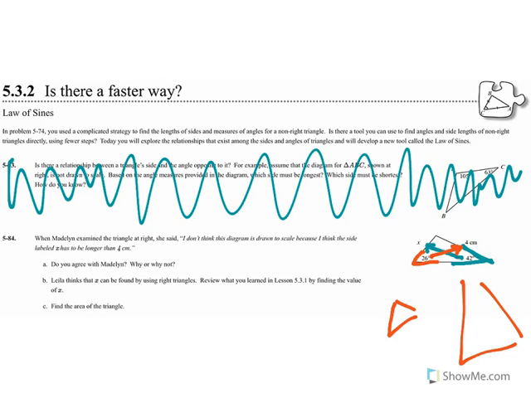Okay, Layla thinks that X can be found by using right triangles. Review what you learned in lesson 5.3.1. Okay, that's the part we want to skip. I don't want to do the right triangle thing, you guys, because it takes too long. It's actually not the best way to do it, and you guys are learning the best way today. So we're going to go to the next part.